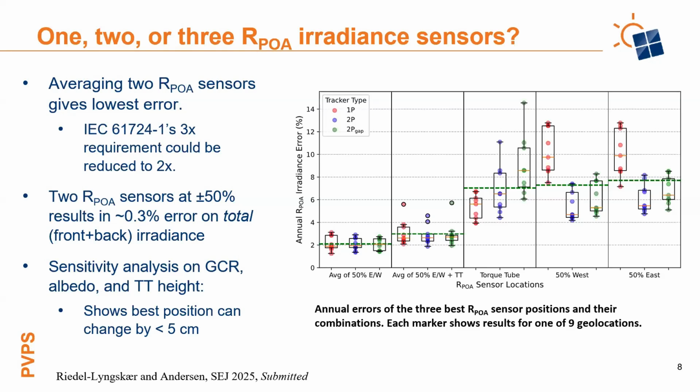Oh, and we did some sensitivity analysis on this. So we varied the tracker heights, varied the GCR, albedo, all within reasonable tolerances of what you might expect. And we found that the best sensor positions don't change by more than 5 centimeters, which is about half a cell.